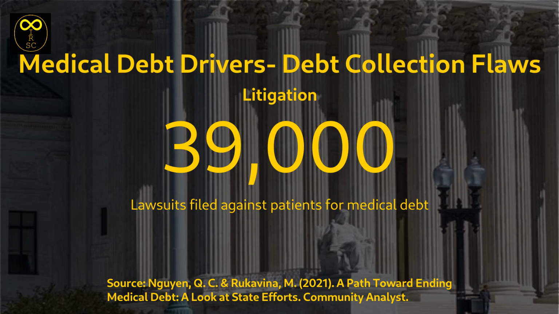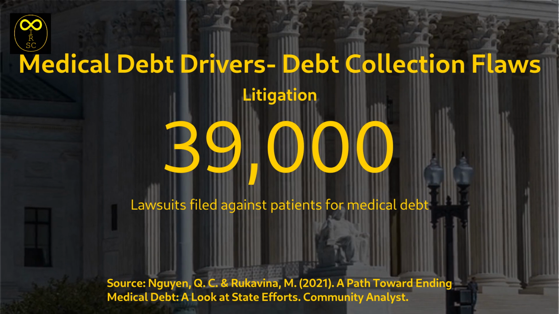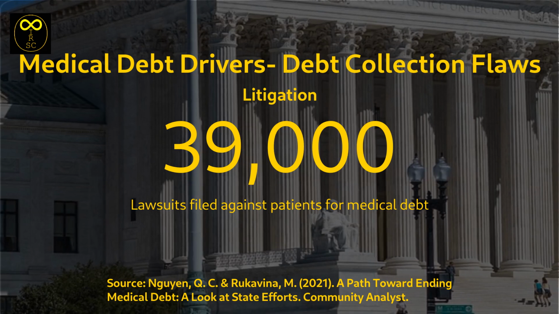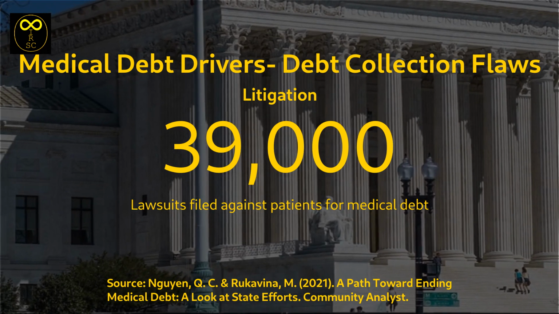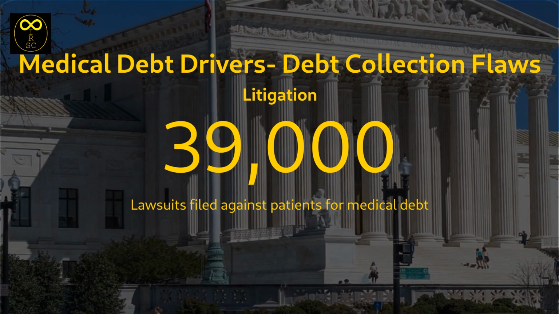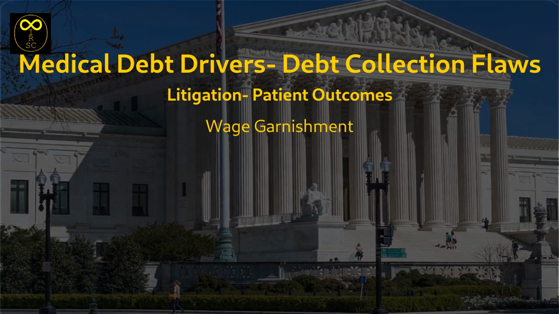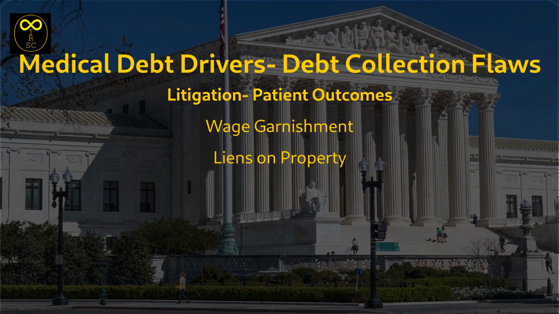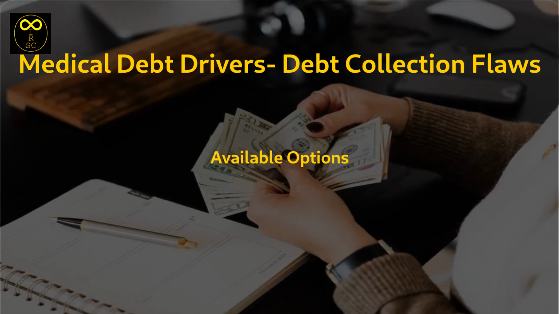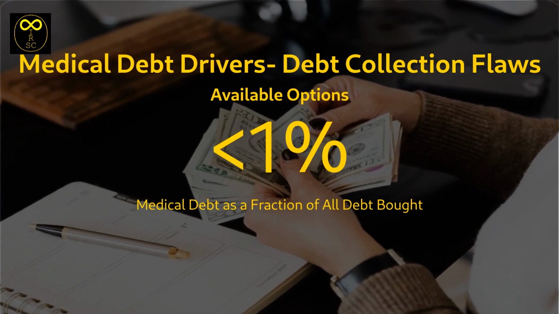Some studies suggest that hospitals filed over 39,000 lawsuits against patients, with the whole litigation thing being worsened by the fact that a lot of patients are unaware whether they're being sued, and as such, they end up not showing up in court. Not showing up to court translates into default judgment for the petitioner, and the deck is stacked against the patient. Particularly, patients' wages are garnished, liens are put on patients' properties, and civil arrest warrants are issued. For-profit debt buyers often focus on non-healthcare debt, with medical debt accounting for about 1% of all medical debt bought.